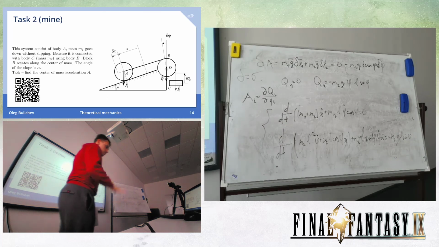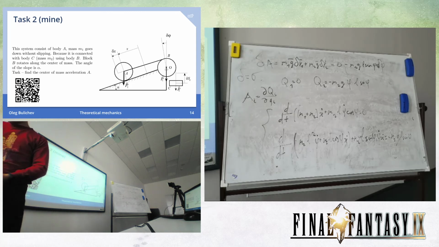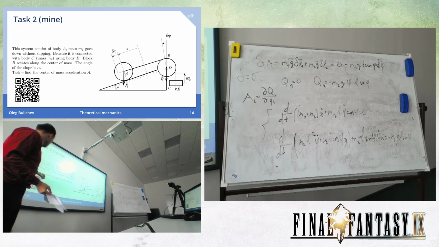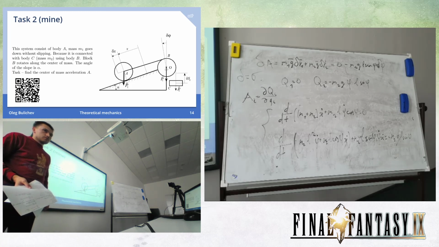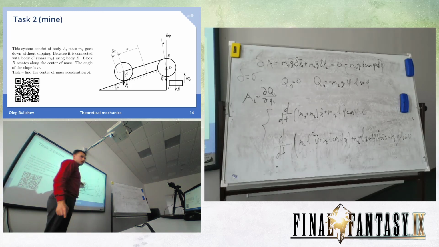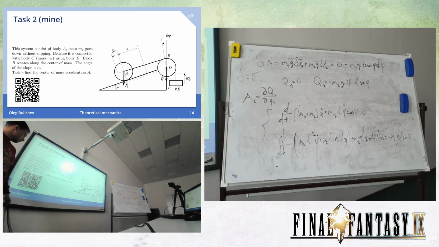About the second task, I also provided the link because we don't have time. It's a bit different task. In this case, you need to find the center of mass acceleration. So you have A because it rotates, and you have inertia. You want to find acceleration for some particular point. This point is the center of mass of this body. So find the acceleration of the center of mass.